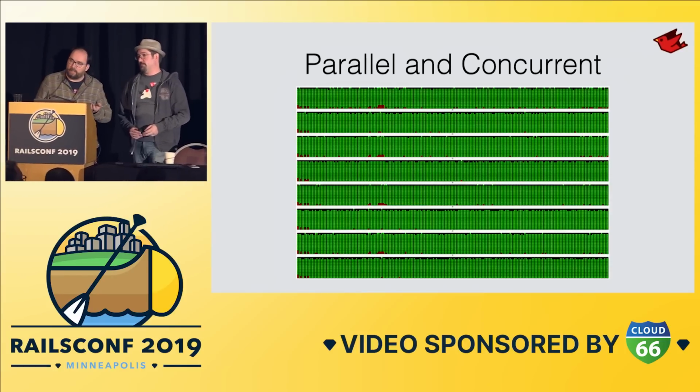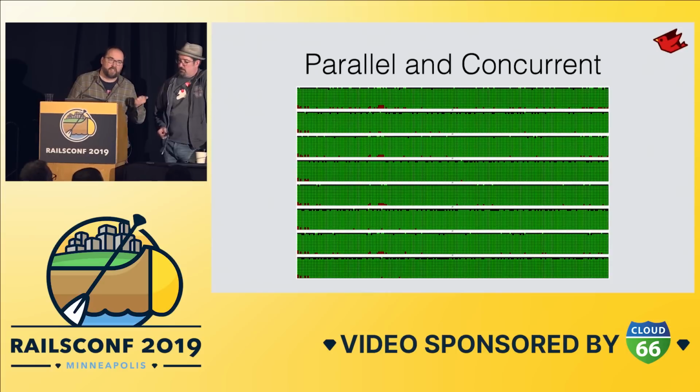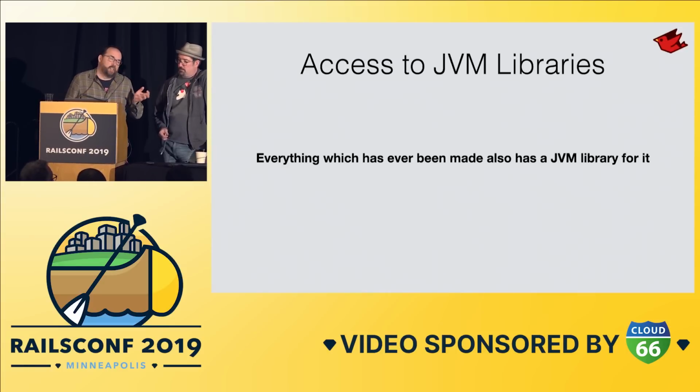We have no global interpreter lock, which means that our native threads can easily saturate and use all your CPUs. That's a good thing. We'll be getting into this more later, too. There's a JVM or Java library for absolutely everything in the world. So if you're ever stuck because the RubyGem doesn't provide it, there's a Java library you can lean on.